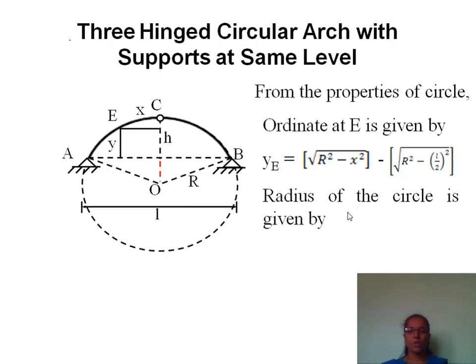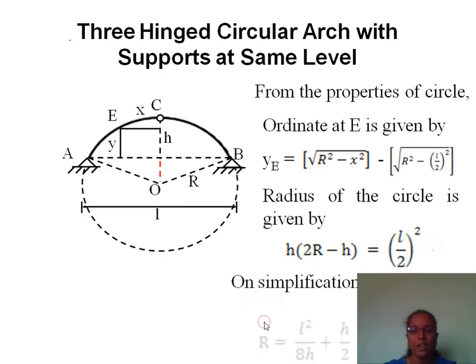Also, how to find the radius of the circle? It is given by h into (2r minus h) equals (L by 2) whole square, where h is the rise of the arch, r is the radius of the circle, and L is the span of the arch. If you simplify it, the radius of the circle is given by r = L square by 8h plus h by 2, where L is the span and h is the rise of the arch.